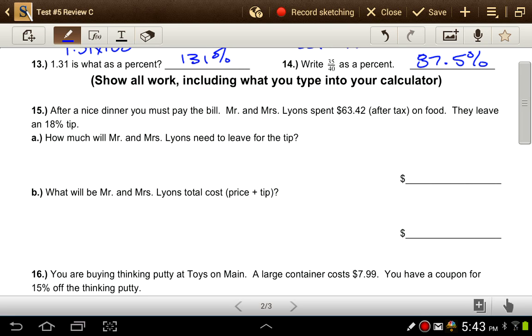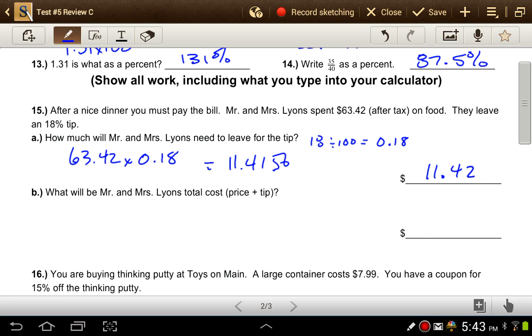Alright, I'm going to move on to the next question, 15. This is a 2-part question. First, let's figure out the tips. I'm going to take the amount of food, 63.42, and I'm going to multiply it by 18%, divided by 100, so I have it as a decimal, 0.18. When I multiply those, I get 11.4156, which rounds to $11.42. The 5 makes the 1 go to a 2.